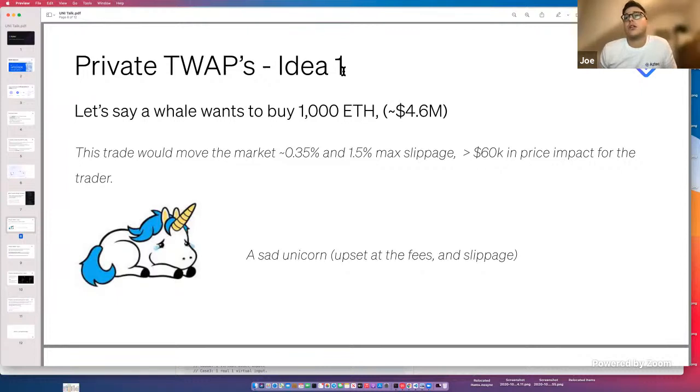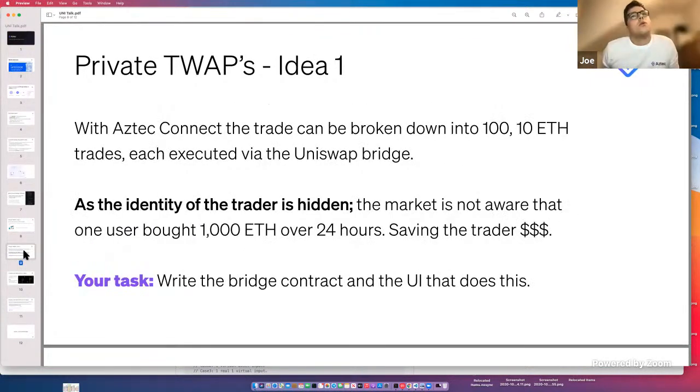And the price impact and available slippage for front running is very high in this case, which I put a sad unicorn for, because it's the one case where Uniswap is not able to perform like it does for smaller users. With Aztec, we think we can solve this.